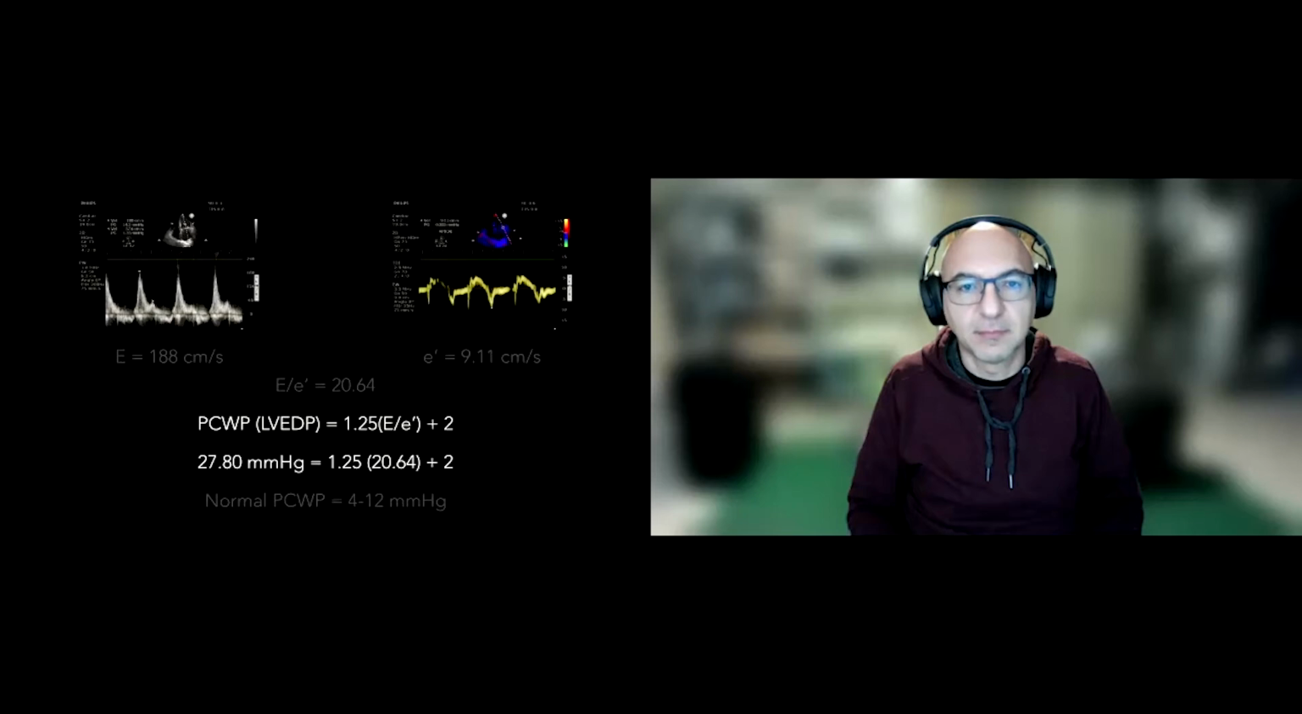So this patient, when you plug it in, gives you a pulmonary wedge pressure of about 27 or almost 30, right? And just for reference, your pulmonary wedge pressure is normally about 4 to 12 millimeters of mercury. So our rough estimate, based on our echo parameters, shows that this patient has a super high wedge pressure, which is basically a reflection of the left atrial pressures or the afterloading conditions on the lung.